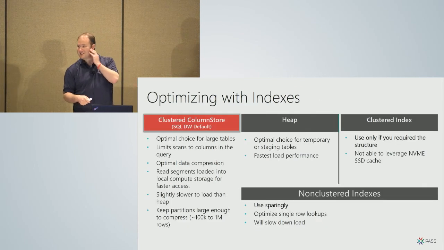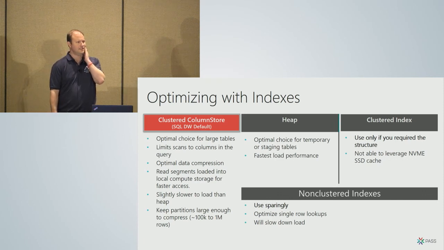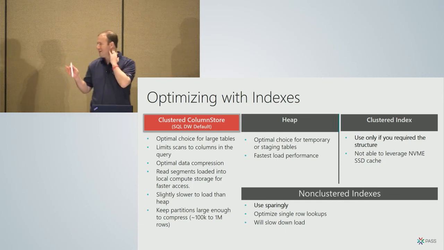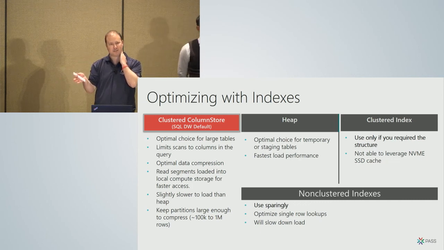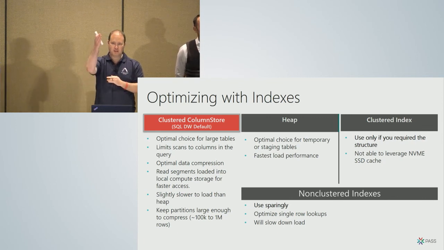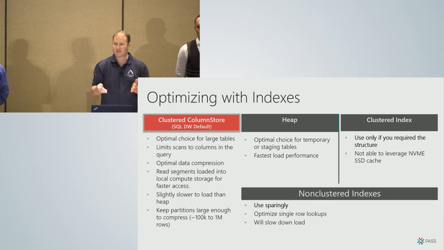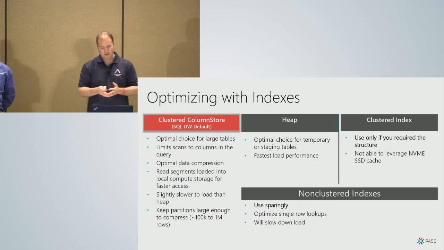So, optimizing with indexes. Again, clustered columnstore index is the default. And there are a ton of reasons to go with clustered columnstore index. As John alluded to, on Gen 2 we have the adaptive caching, which takes those hot segments of columnstore from the remote storage and puts them in the NVMe cache, a local cache for each of those compute nodes. So again, you only get that if your table has the clustered columnstore index on it.